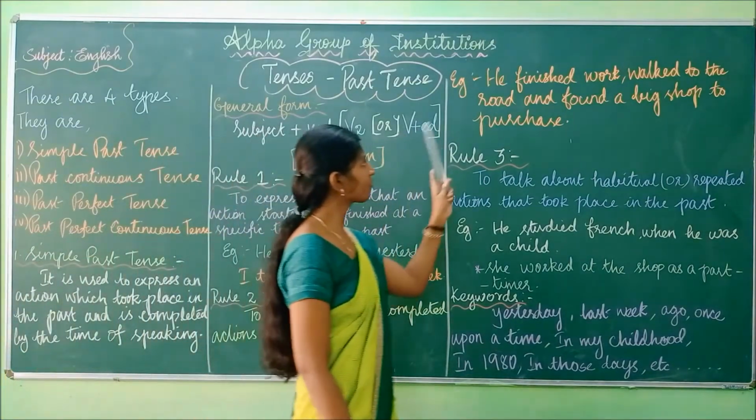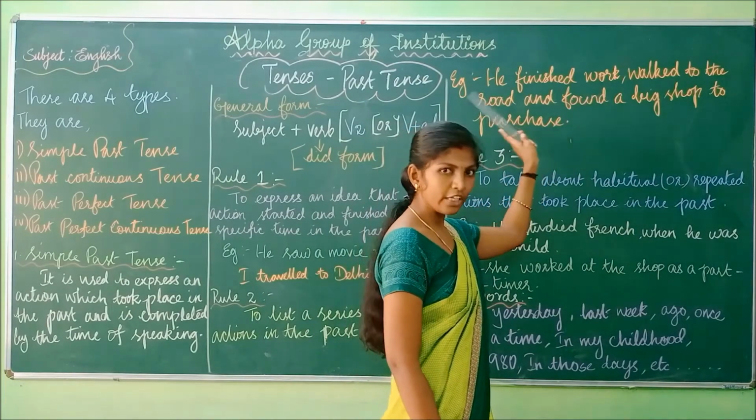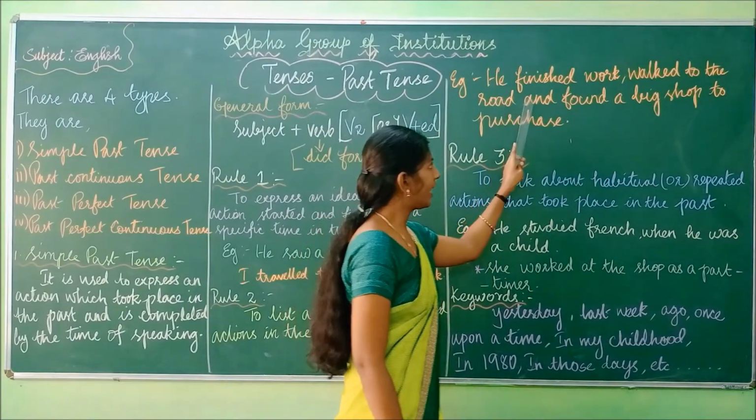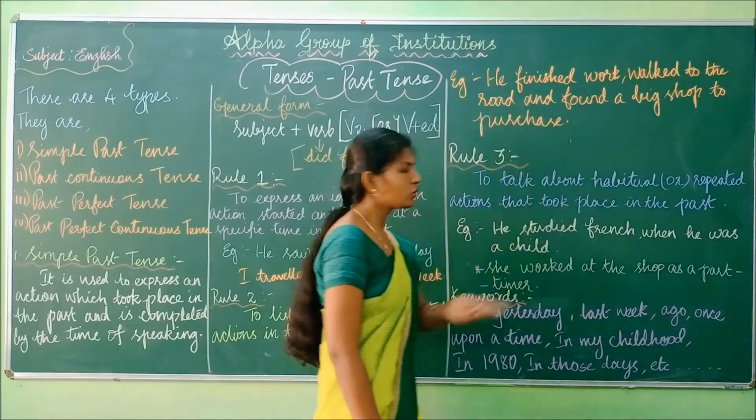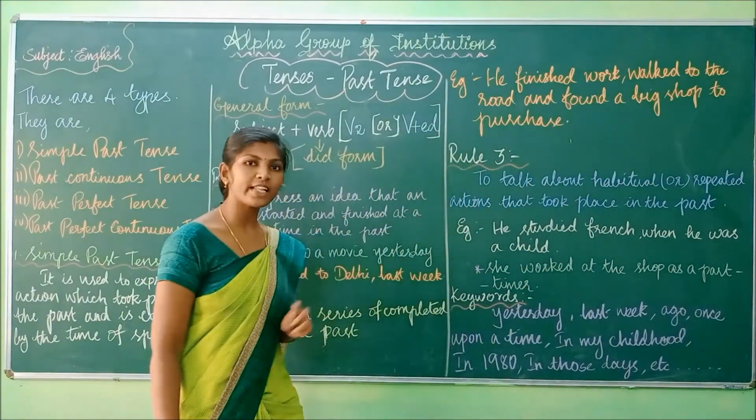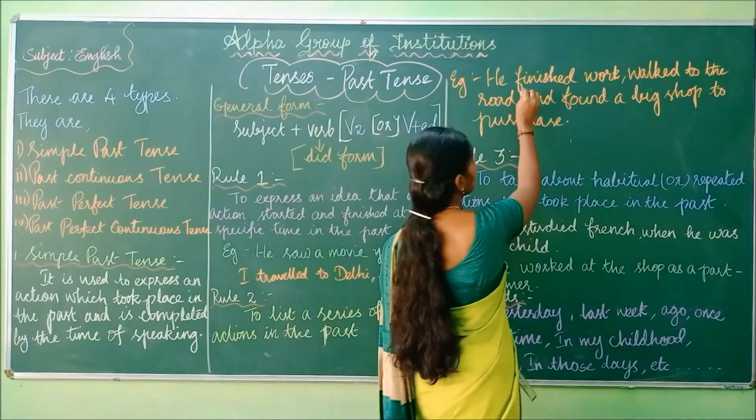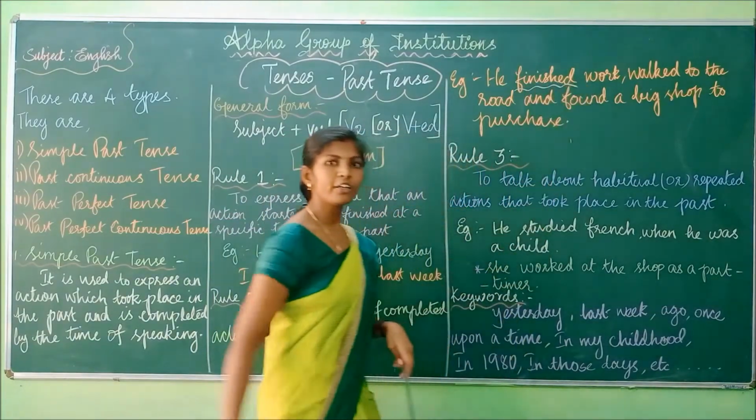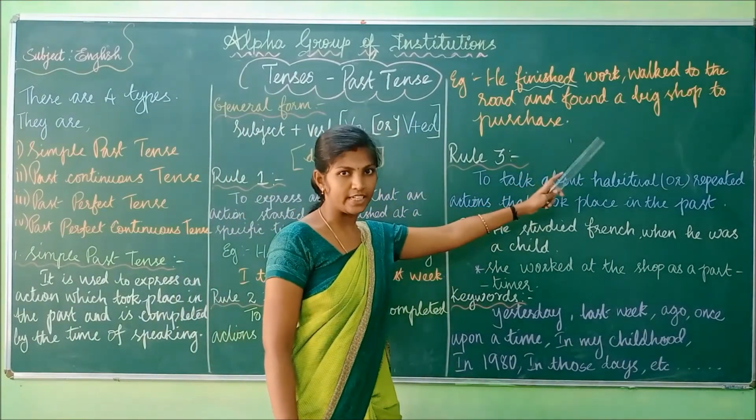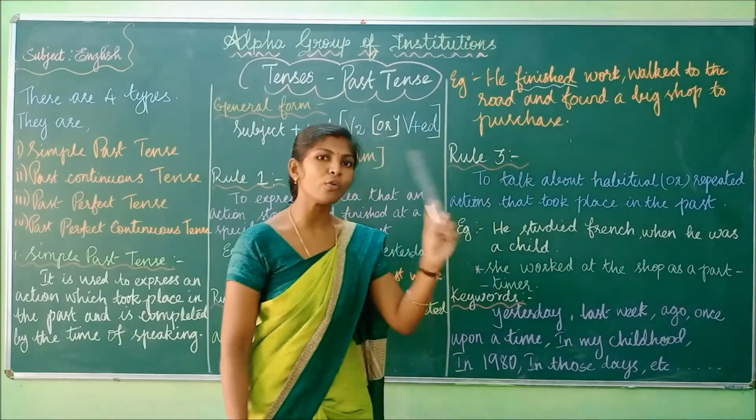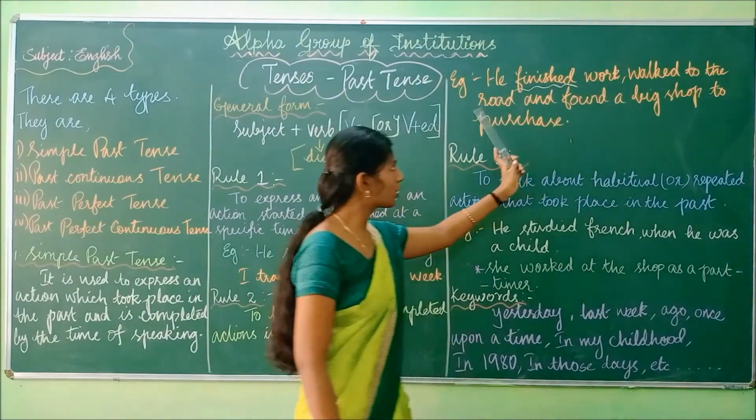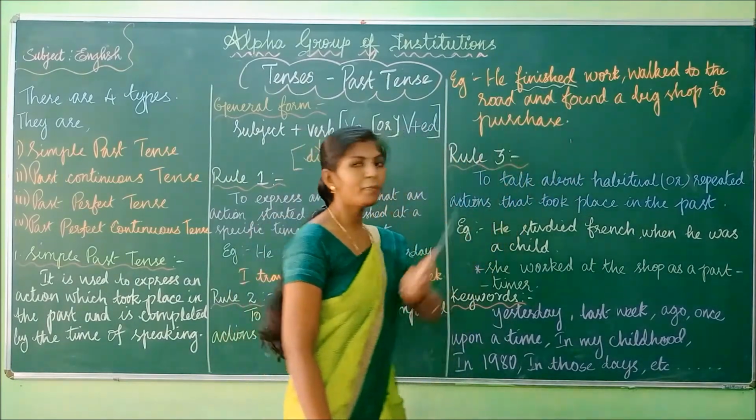See the example. He finished work, walked to the road and found a big shop to purchase. Tell me which are the action verbs in past here. In the first sentence, actually we have a list of work that is done, right? A series of work that is done, not only one work. There are a few works given. So he finished work, walked to the road and found a big shop to purchase.